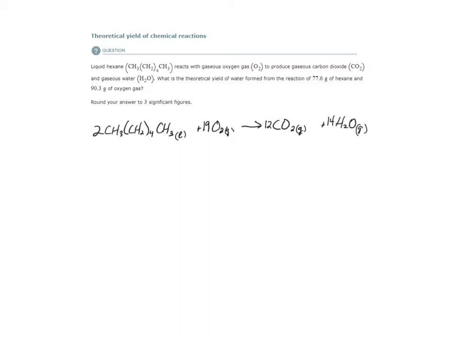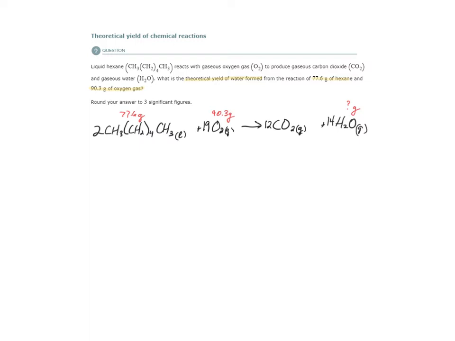So let's check our starting amounts. It says that we are starting with 77.6 grams of hexane and 90.3 grams of oxygen gas. They ask us what's the theoretical yield of water formed. Okay, so we have 77.6 grams of this and 90.3 grams of that. How much of that will we make? And we're going to find that in grams.